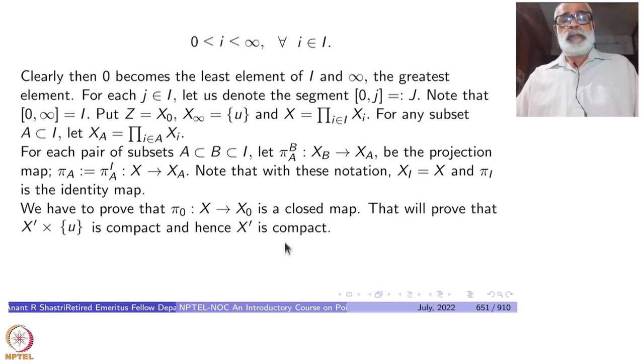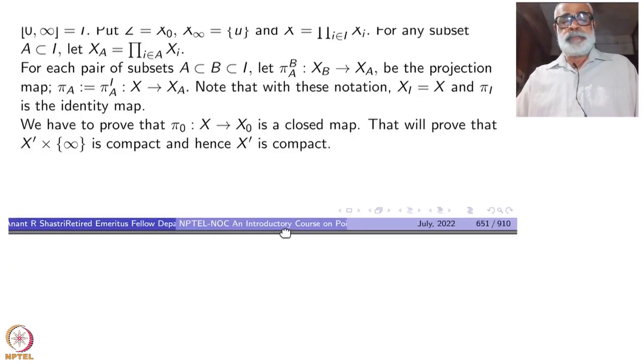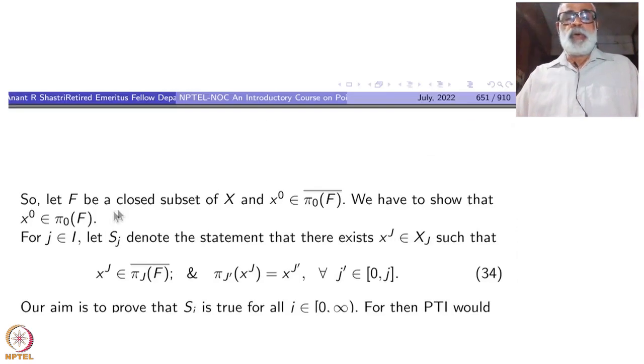Okay. Now the next step is, start with a closed subset F of X. You have to prove that the image is a closed set. So take a point in the closure and show that it is inside the original set pi naught of F. You want to show that this is closed, so this is equal to its closure. So I will take a point in the closure and show that it is inside. That's all. All right.